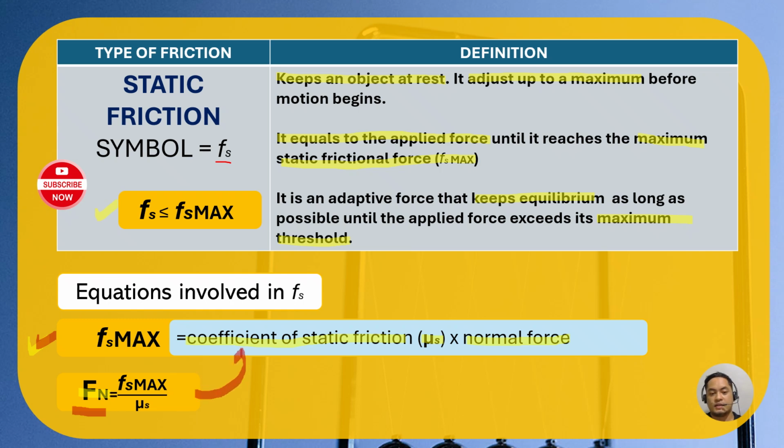Another thing, don't forget from our previous discussion that Fn, the normal force, is always equal to mg, or the weight force, if there's no acceleration. And then your Fs, your static friction, is equivalent to mu static, or the coefficient of friction, multiplied by Fn. Fn, once again, is mass times gravity. All right.